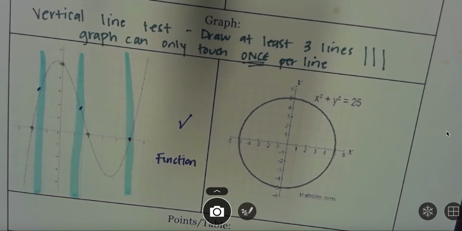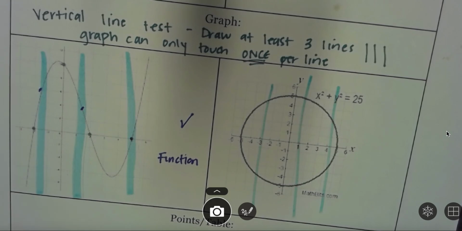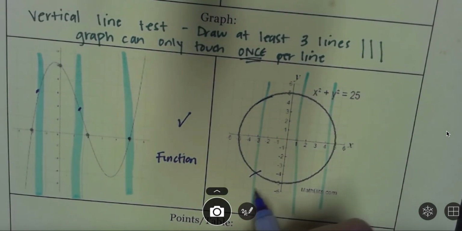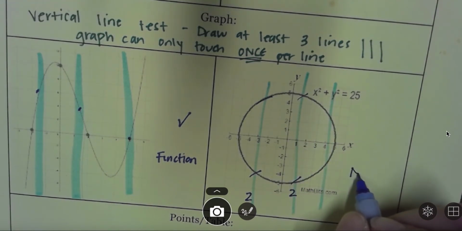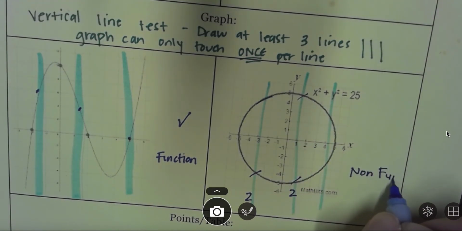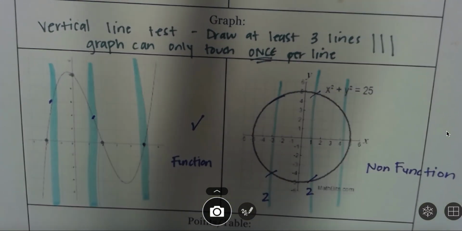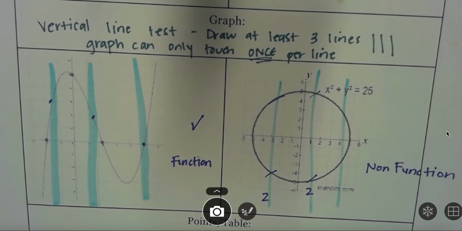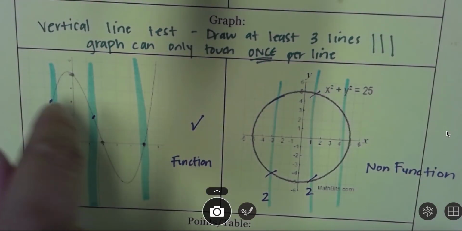If I draw vertical lines on this circle, we're going to see how many times it touches. Here it touches once, twice. Here it touches twice. So that's how we know it's a non-function. It cannot touch these vertical lines more than once. It can only touch one time. Remember, for every x value, there can only be one y value, one time that it touches.